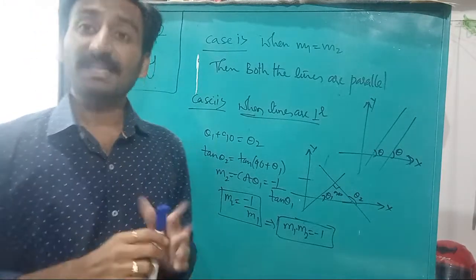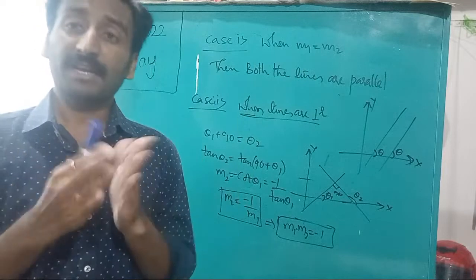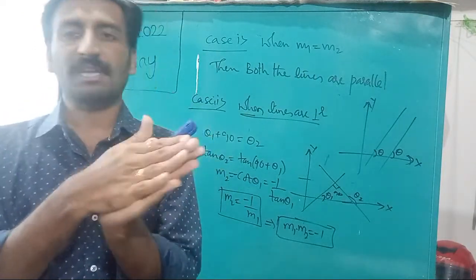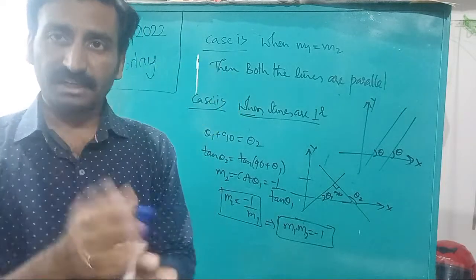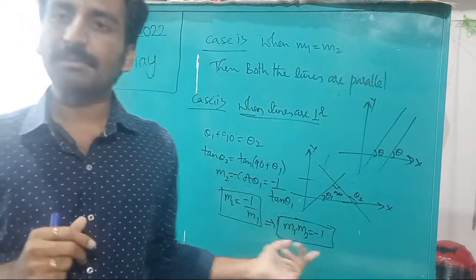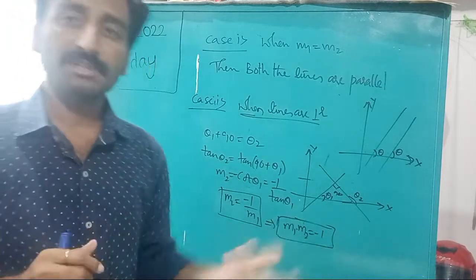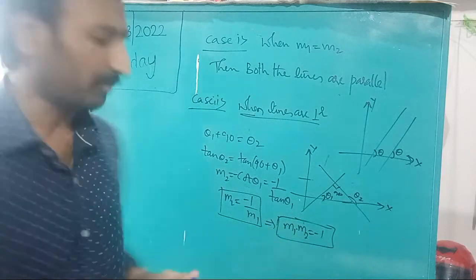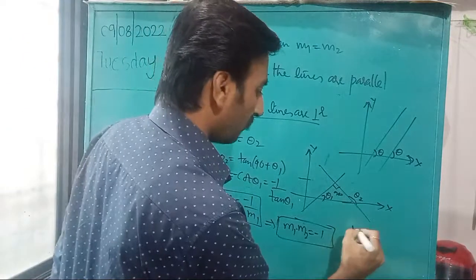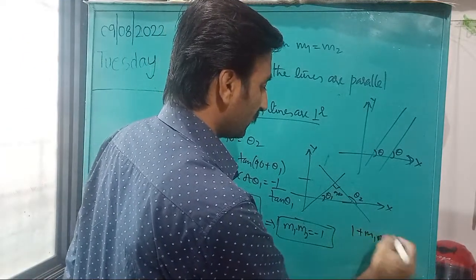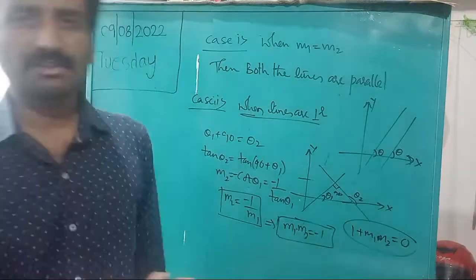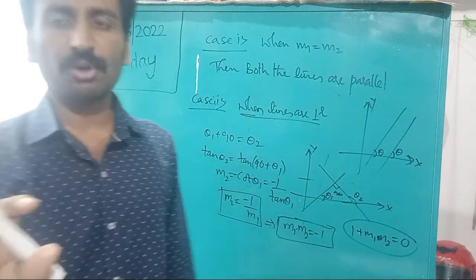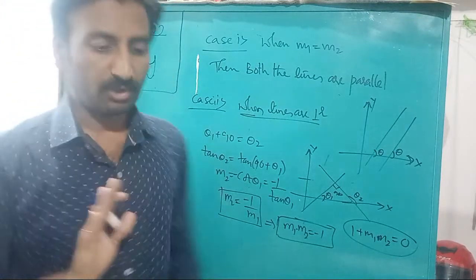By then we also define again: if the angle between two lines is zero, then obviously the two lines are parallel or coincide. When the angle between them is 90 degrees, obviously there also the condition holds, or else you can say 1 plus m1 into m2 is 0. So 1 plus m1 into m2 equal to 0, that is m1 into m2 equal to minus 1. Okay, so note down this part.